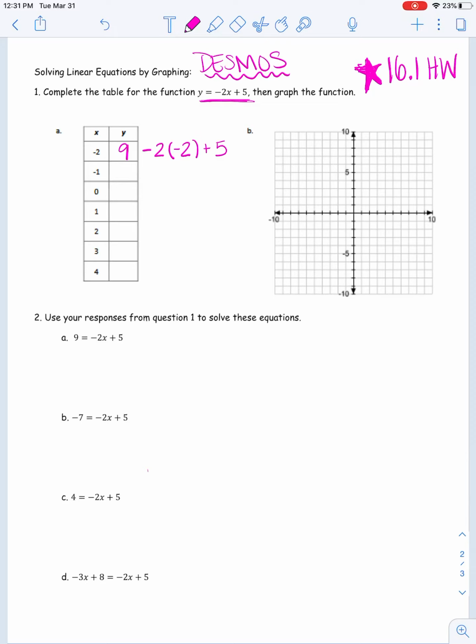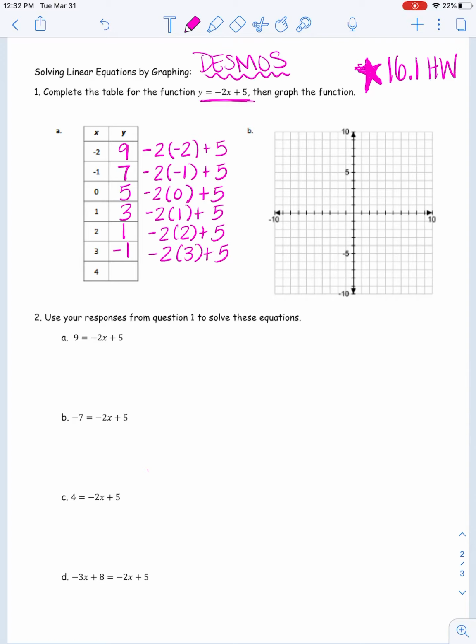And that's basically how I'm going to fill out this whole table. I'm just going to continue the process. Negative 2 times negative 1 plus 5 gives me 7. Negative 2 times 0 plus 5 gives me 5. Negative 2 times 1 plus 5 gives me 3. Negative 2 times 2 plus 5 gives me 1. Negative 2 times 3 plus 5 gives me negative 1. And negative 2 times 4 plus 5 gives me negative 3. Okay.